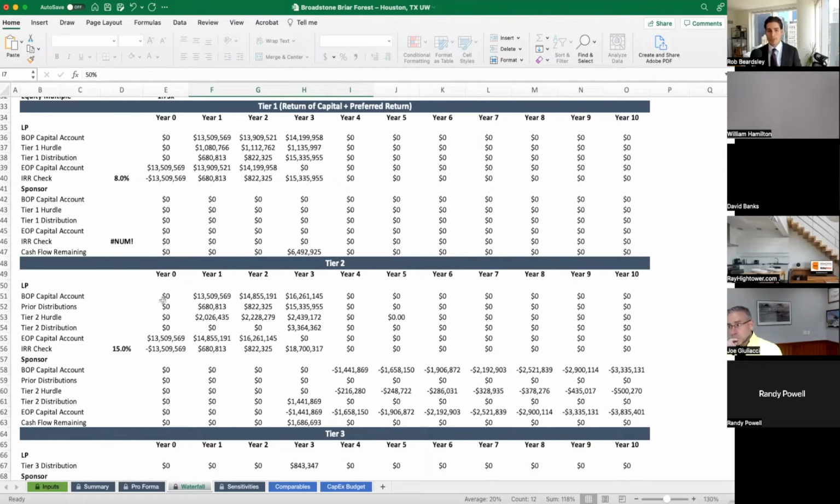What pari passu means, literally in Latin, is shoulder to shoulder. So basically, there is no priority of distribution between the LP equity and the sponsor equity. I'm the sponsor, right? If I put $100,000 in and you put $100,000 in, both of our capital accounts are going to accrue and get paid the same at the same time. So if you get a $5,000 distribution, I'm getting a $5,000 distribution.